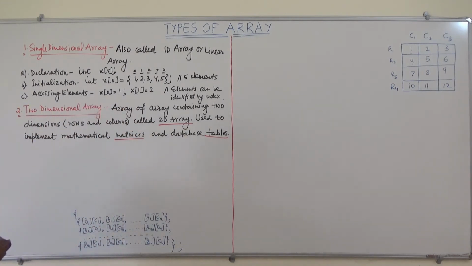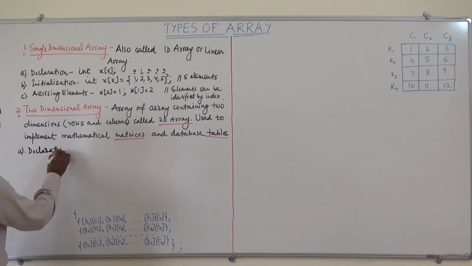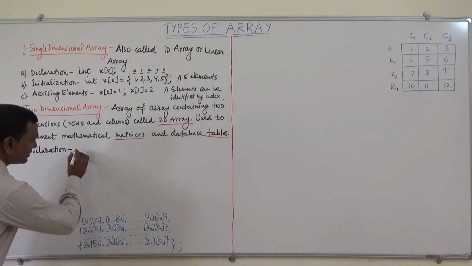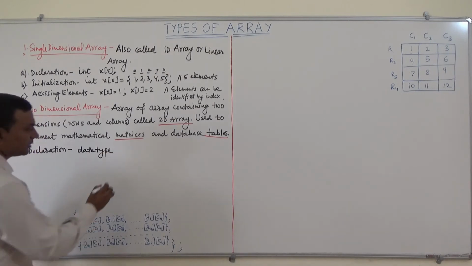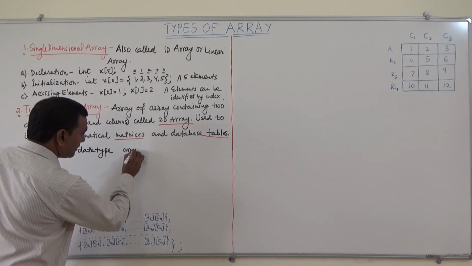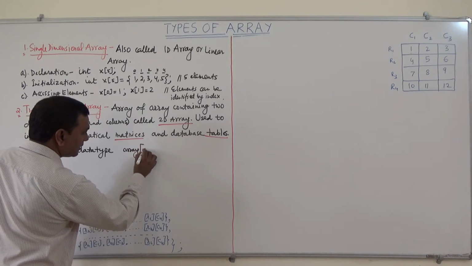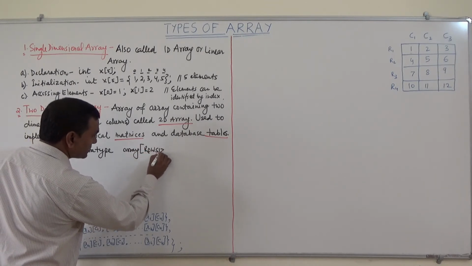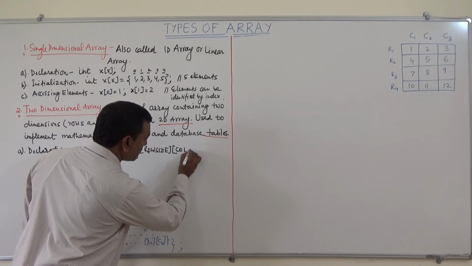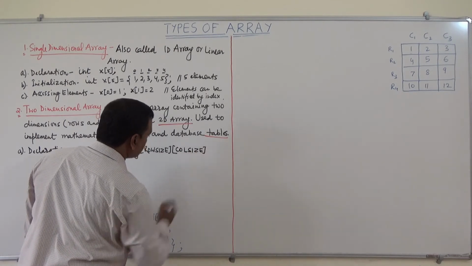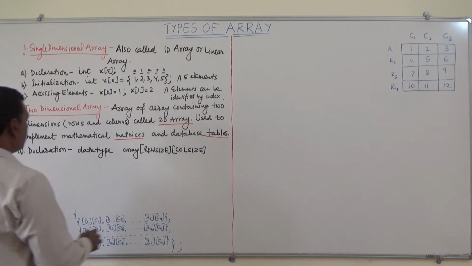Now we will see how we can declare it. In its declaration, first we will take its type, that is data type, then name of the array, and then row size, and then column size. In this way we can declare.